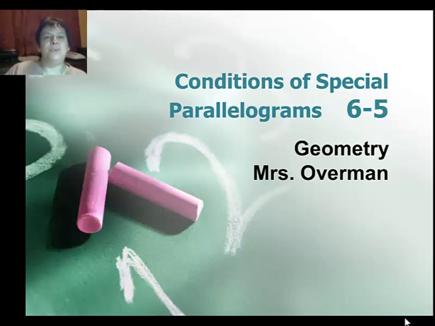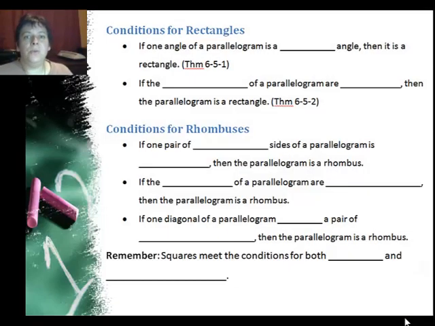Well, guess what? That's what we're going to go over now. Proofs that special parallelograms are special, that they're either a rectangle, a rhombus, or a square. So what are the conditions? We pretty much went over these in the last section, but let's go over them again.